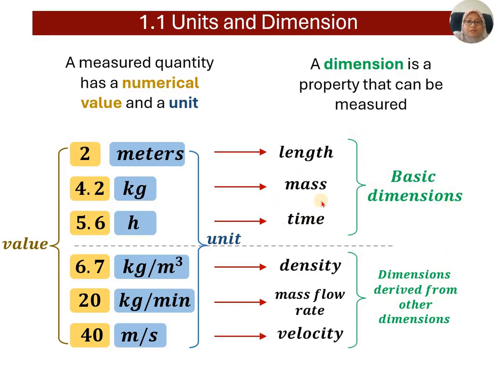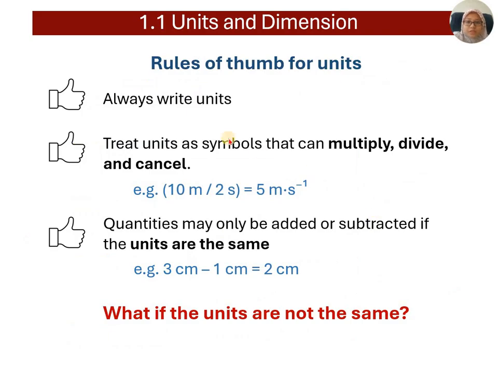Basic dimensions are like the building blocks of dimension, whereas a derived dimension is obtained by multiplying or dividing the basic dimensions. For example, density is a dimension derived from mass and volume. Mass flow rate comes from mass and time, and velocity comes from length and time. So I hope you are clear that dimension is a property that can be measured, and each quantity has a value and a unit.